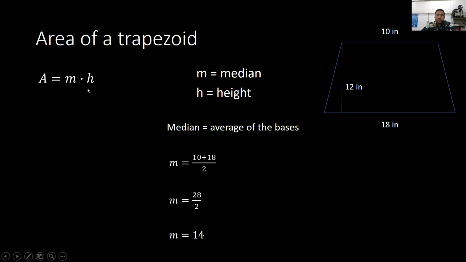Then we can plug into this formula. 14 times 12, which is 168. The measurement unit is square inches. It's part of the answer. You must give the answer with the measurement unit.